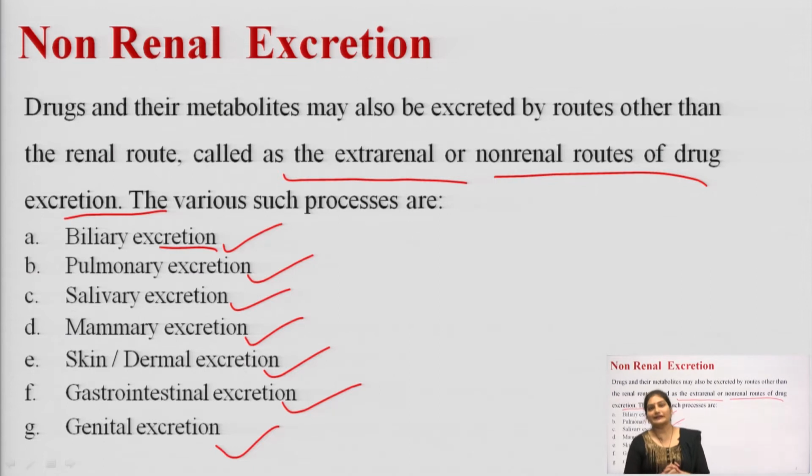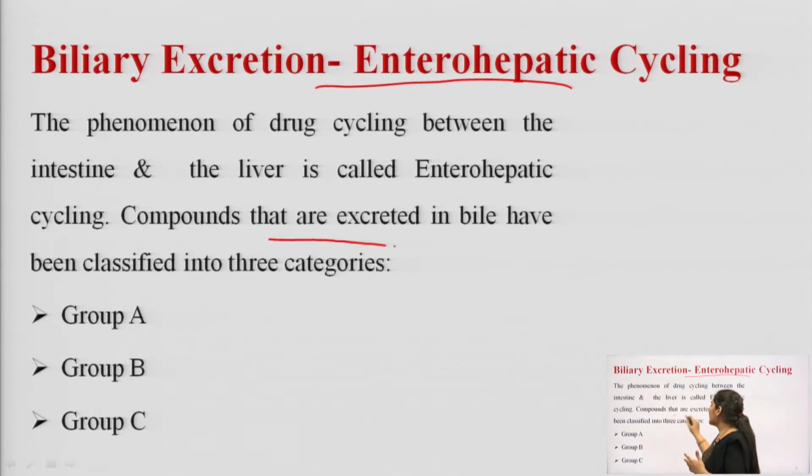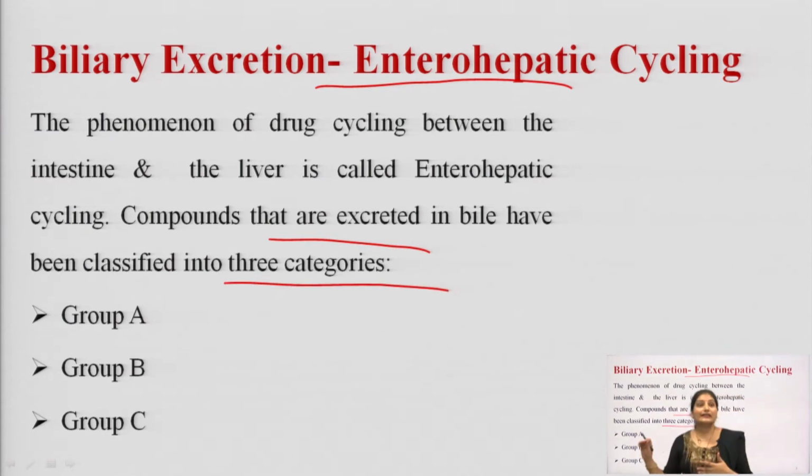So, there are these 7 types of non-renal excretion. The first type is biliary excretion, which we can also call enterohepatic cycling. The phenomenon of drug cycling between the intestine and the liver is called enterohepatic cycling, and the compounds that are excreted in the bile can be classified into 3 categories. First of all, let's understand the concept of enterohepatic cycling.